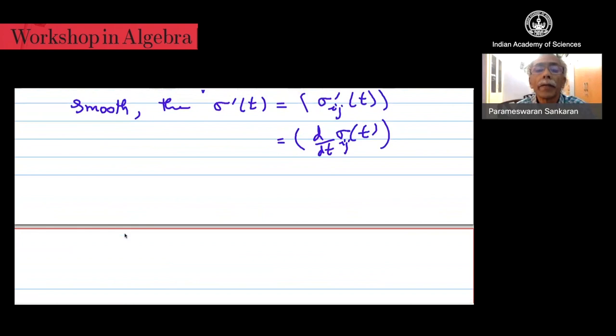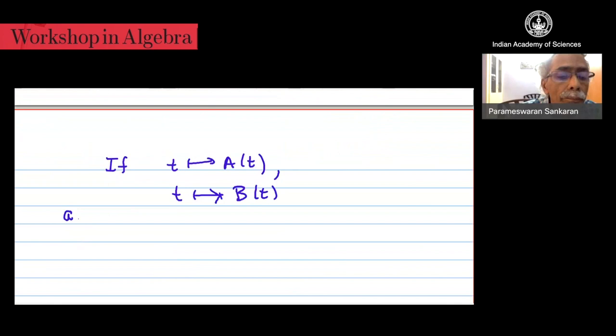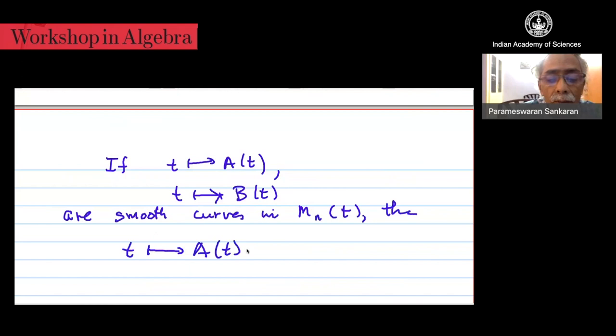One important formula which will be extremely helpful, I will write it in the next page, is the following. So if A(t) and B(t) are smooth curves in M_n, that's the language, then you can form the product of matrices, t goes to A(t)B(t). Mind you, the order matters because matrix multiplication is not commutative. So you write like this. This is also a smooth curve.